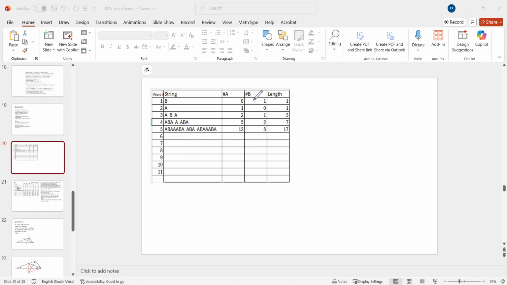All right, so the number of A's is 12, in the fifth word when n is equal to 5. By the way, this is n. The nth word.